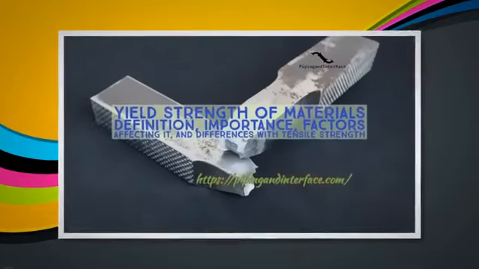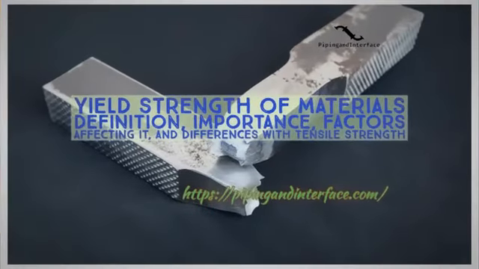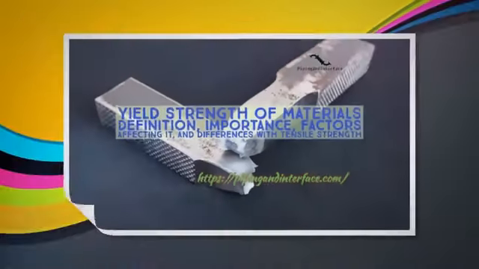Yield strength is the stress level at which a material begins to deform plastically or permanently. In other words, it is the maximum amount of stress that a material can withstand before it starts to deform permanently. Yield strength is an important characteristic of a material because it determines the maximum load it can handle before it fails. It is an important material property that is widely used for designing any component.